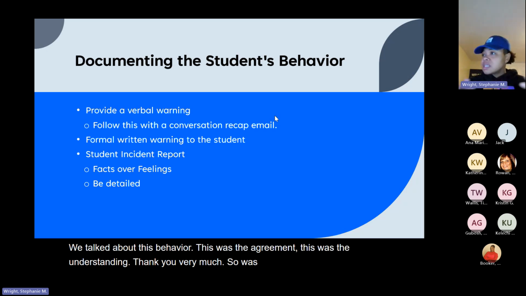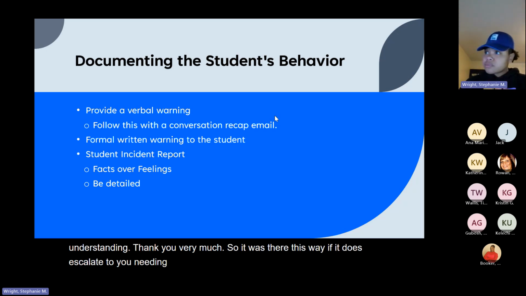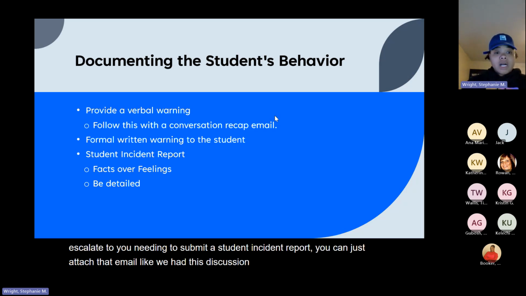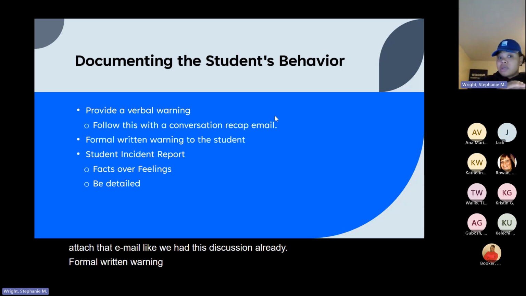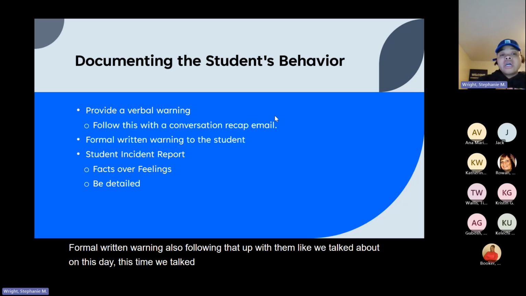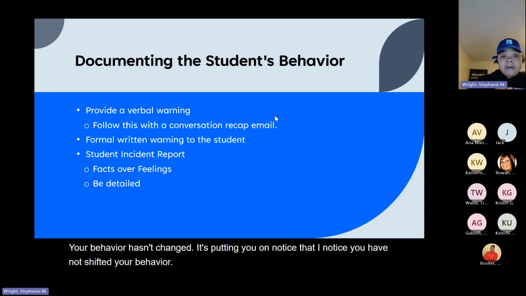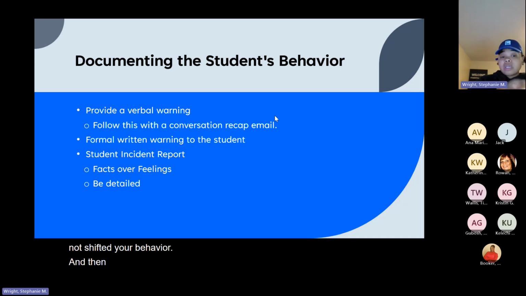This way, if it does escalate to you needing to submit a student incident report, you can just attach that email like, we had this discussion already. Formal written warning, also following that up with them, like we talked about on this day, this time we talked about this behavior. Your behavior hasn't changed, just putting you on notice that I noticed you have not shifted your behavior. And then that student incident report, again, facts over feelings and be very detailed.